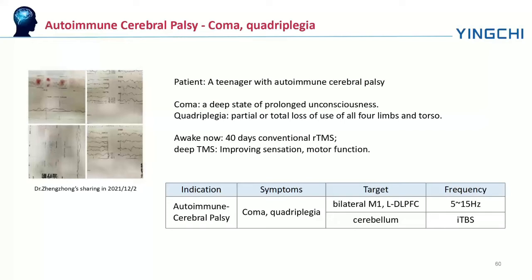And these are new results shared by Dr. Zheng Zhong, a famous professional doctor who has used TMS for decades. He has a patient, a teenager with autoimmune cerebral palsy, who suffers from coma and a partial or total loss of use of his 4 limbs. After 40 days of conventional rTMS, he is awake now. And they are trying to use a deeper TMS stimulation to improve his sensation and his motor function.